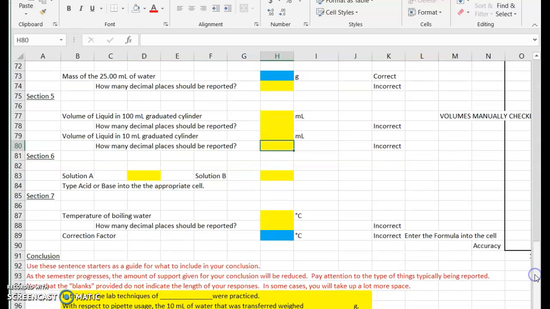Section 6, you're going to be identifying, based on the use of litmus paper, whether solution A is acidic or basic. And please type the word acid or base in the cell for solution A. The same for solution B. Use the litmus paper and the description in your lab manual to determine if these are acidic or basic solutions.